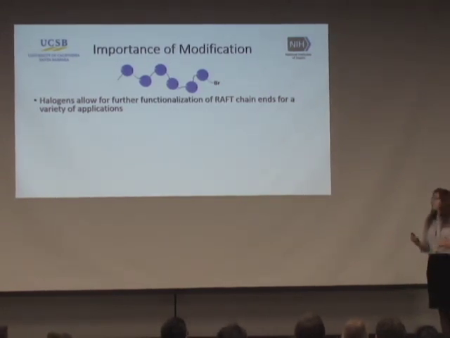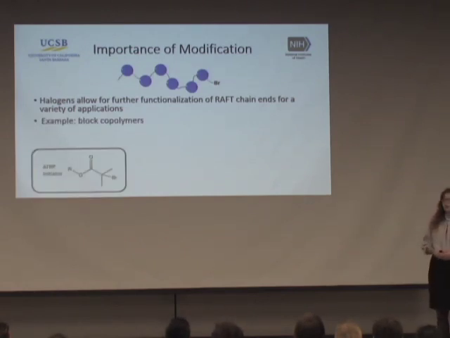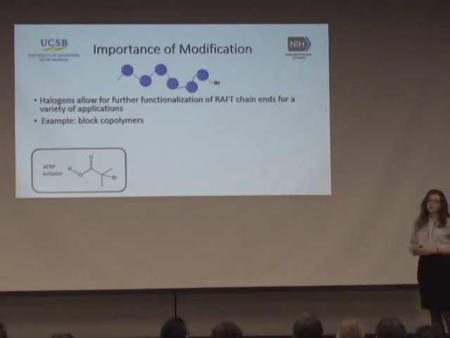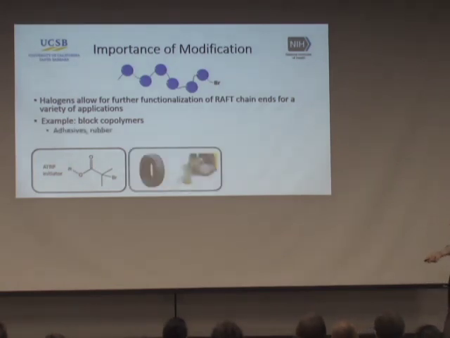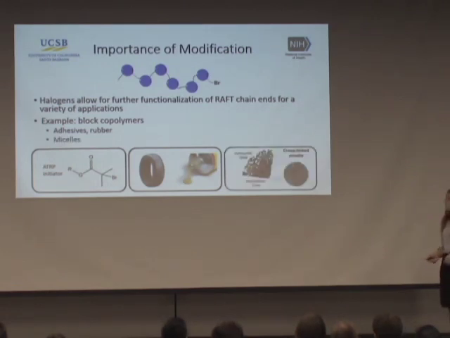And that spans a variety of applications. Just one example is block copolymers. This is an ATRP initiator here. ATRP is just another type of polymerization, and an initiator is what starts the reaction. But you'll notice that it contains a bromine, and your polymer now would contain a bromine. So you could grow another separate chain off of your existing polymer and make blocks of polymers. And these are used in things from adhesives and rubbers to the biomedical field.